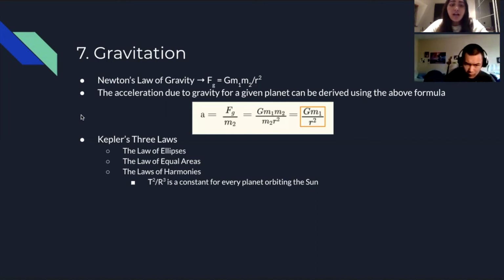Another main idea is Kepler's 3 laws. You can go back to our other slideshows for more specifics on these, but the main one we use on the AP exam is the ratio of the period squared divided by r cubed, the radius or distance cubed. This is a constant for every planet orbiting the sun. It's a really cool and very important idea to recognize when we deal with gravitation.